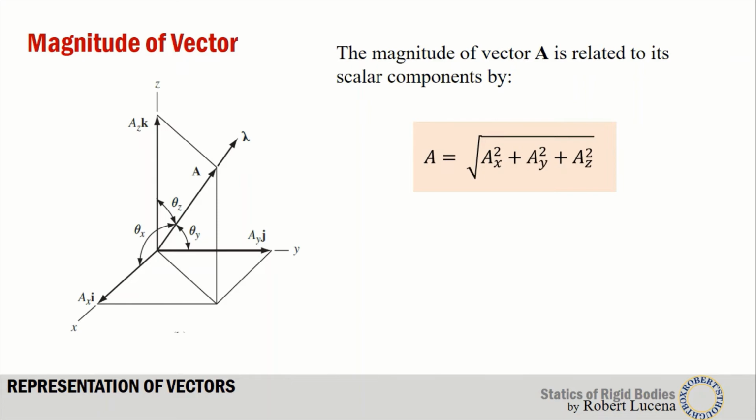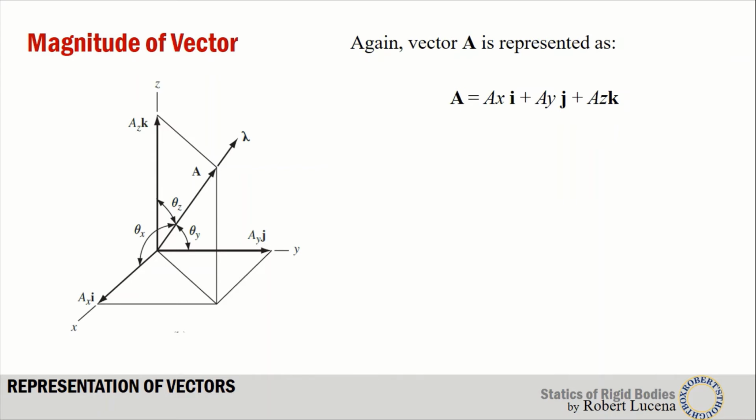the result or the magnitude of vector A, that is simply the sum of the square of its components, or the Pythagorean theorem. So we have the magnitude of A equal to the square root of the sum of its components, Ax squared plus Ay squared plus Az squared. So again, vector A is represented as Axi plus Ayj plus Azk.